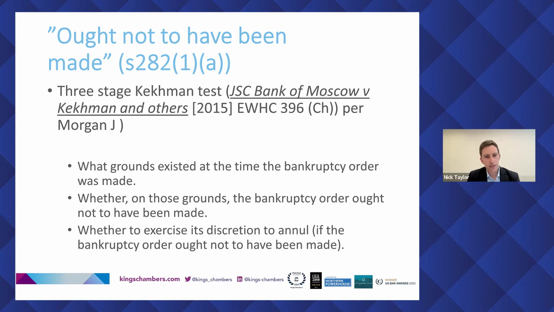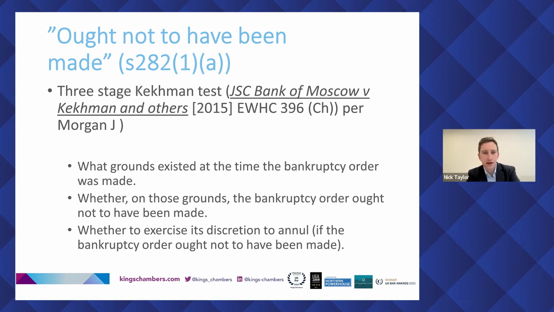So the first ground is that the bankruptcy order ought not to have been made. Now, I might be wrong on this point. Someone might be able to correct me, but I would suspect that in practice, this is probably the most common form of application. And when making an application of this type, you often hear of the Kekman test as a formulation of this ground that the courts will like to work through. It's taken from the High Court case, which is there on the slide.